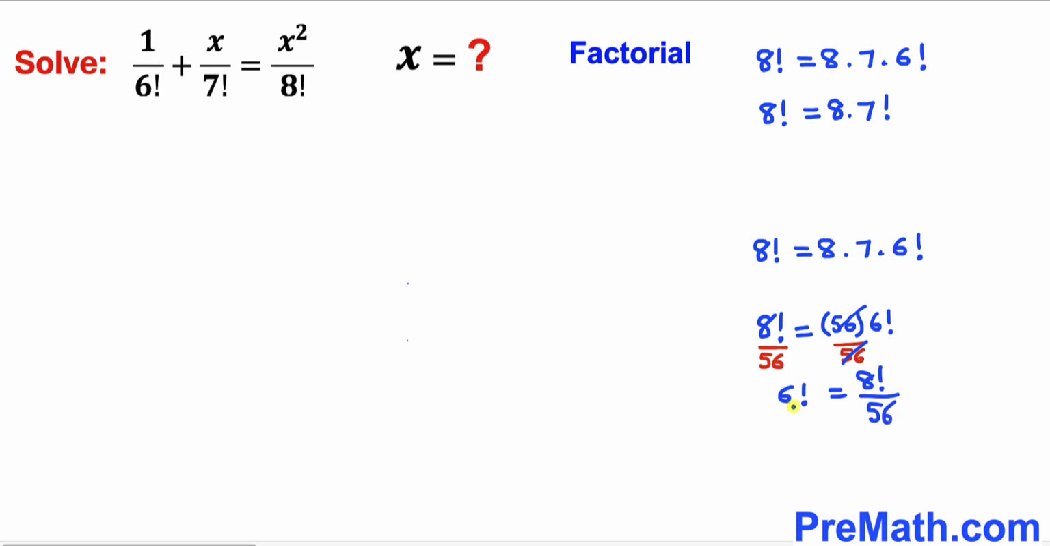On the left hand side, 6 factorial could be written as 6 factorial divided by 1. And now we are going to flip both sides over. So if we put the reciprocal, 1 divided by 6 factorial is going to be equal to the reciprocal of this one, which is 56 divided by 8 factorial.